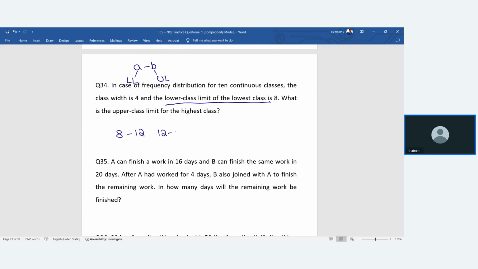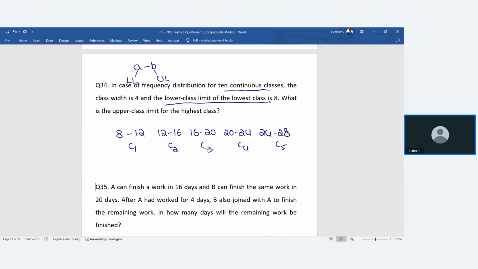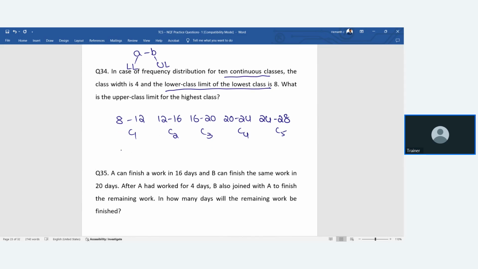Next will be 12 to 16, next 16 to 20. Like that we have 10 continuous classes. Then it will be 20 to 24, then 24 to 28. This is class 1, C1, C2, C3, C4, C5. We want C10. Right, so next it is 28 to 32. I think you can understand C6 is just adding 20 to that. If I add 20 to this, 44 and 48 will be C10.